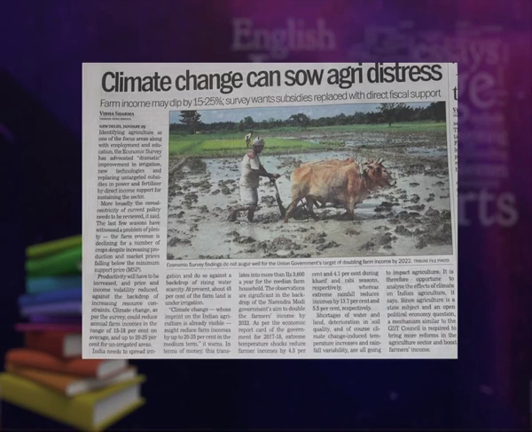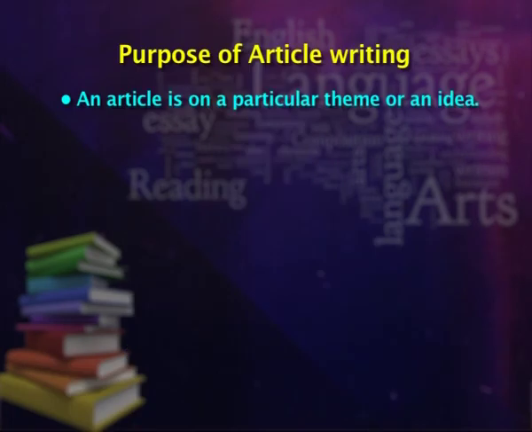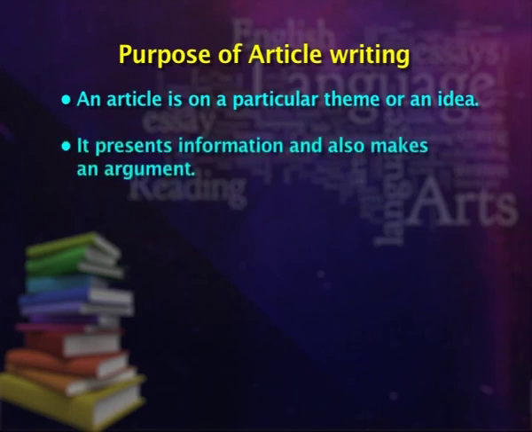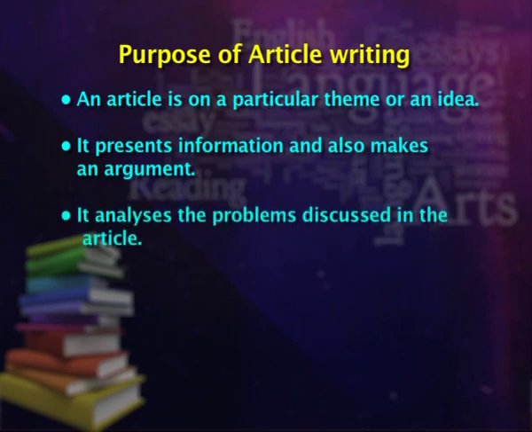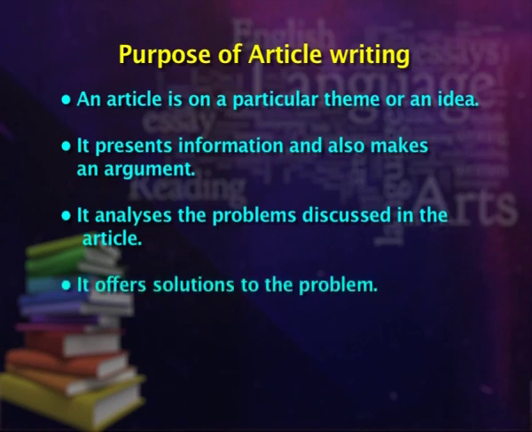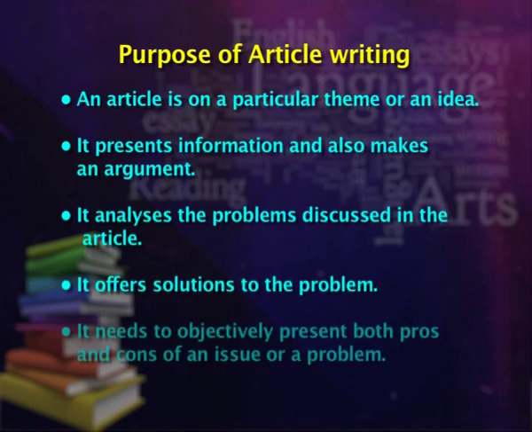What does a writer write in an article? If you look closely, you would find some interesting things. An article is always on a particular theme or an idea. It presents information and also makes an argument. It analyzes the problems discussed in the article. It offers solutions to the problem. It needs to objectively present both the pros and cons of an issue or a problem.